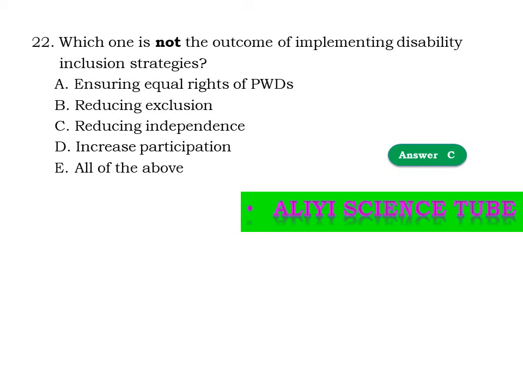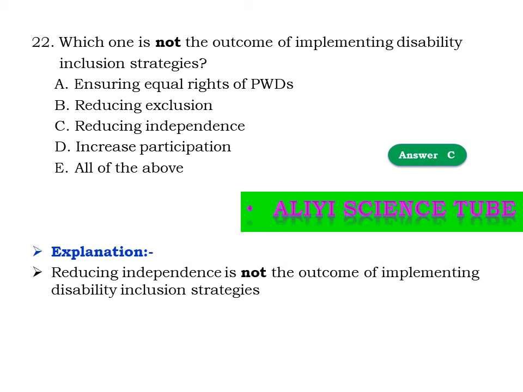So the answer is C, it is negative. Question: reducing dependency is not an outcome of implementing a disability inclusion strategy.